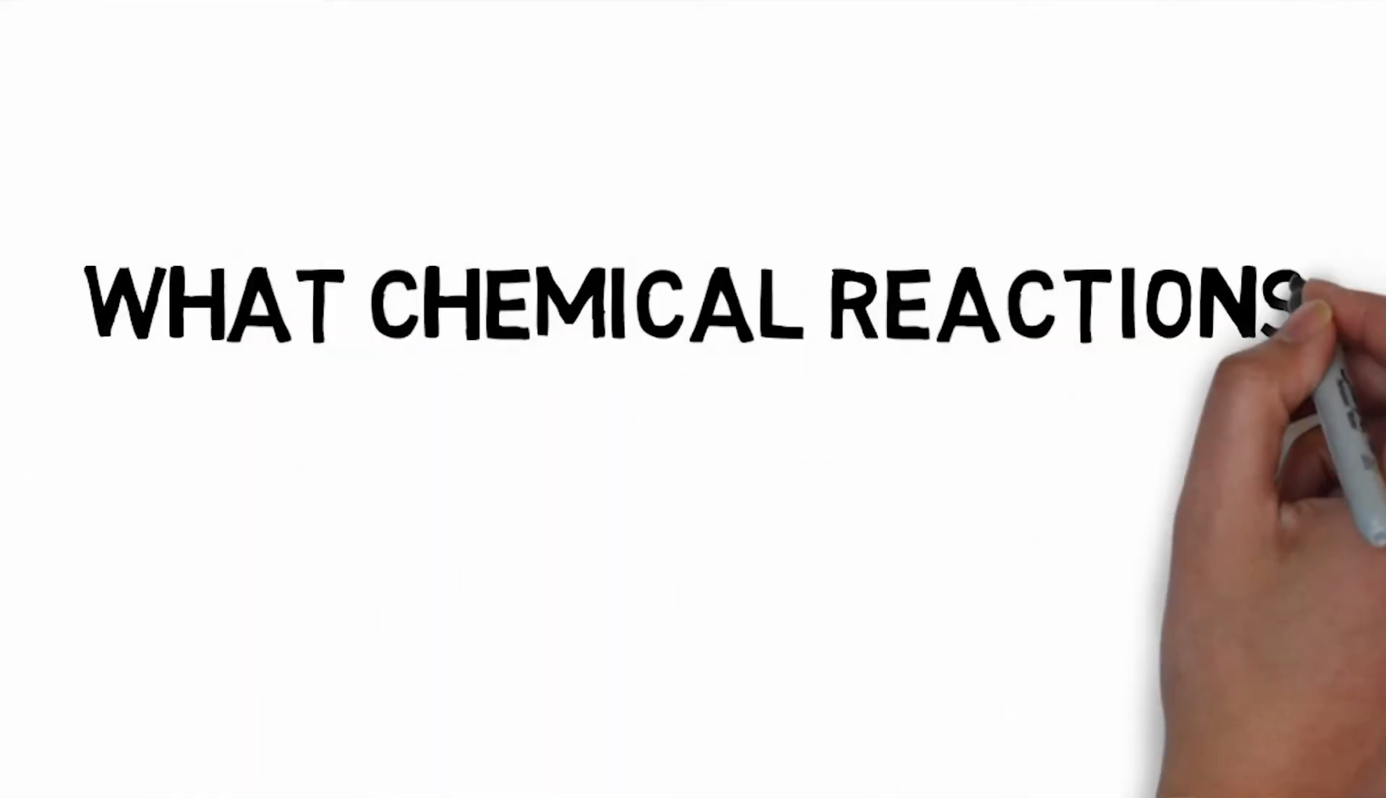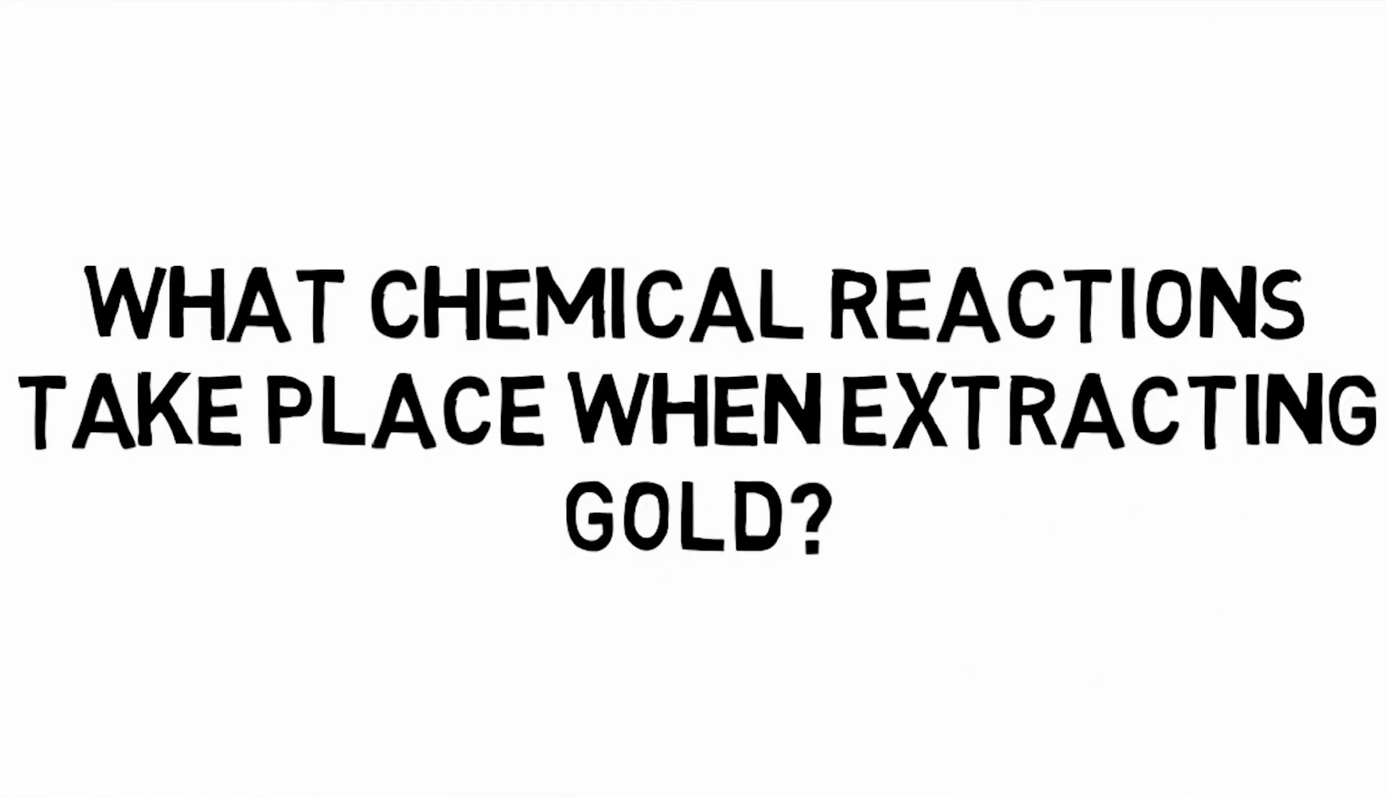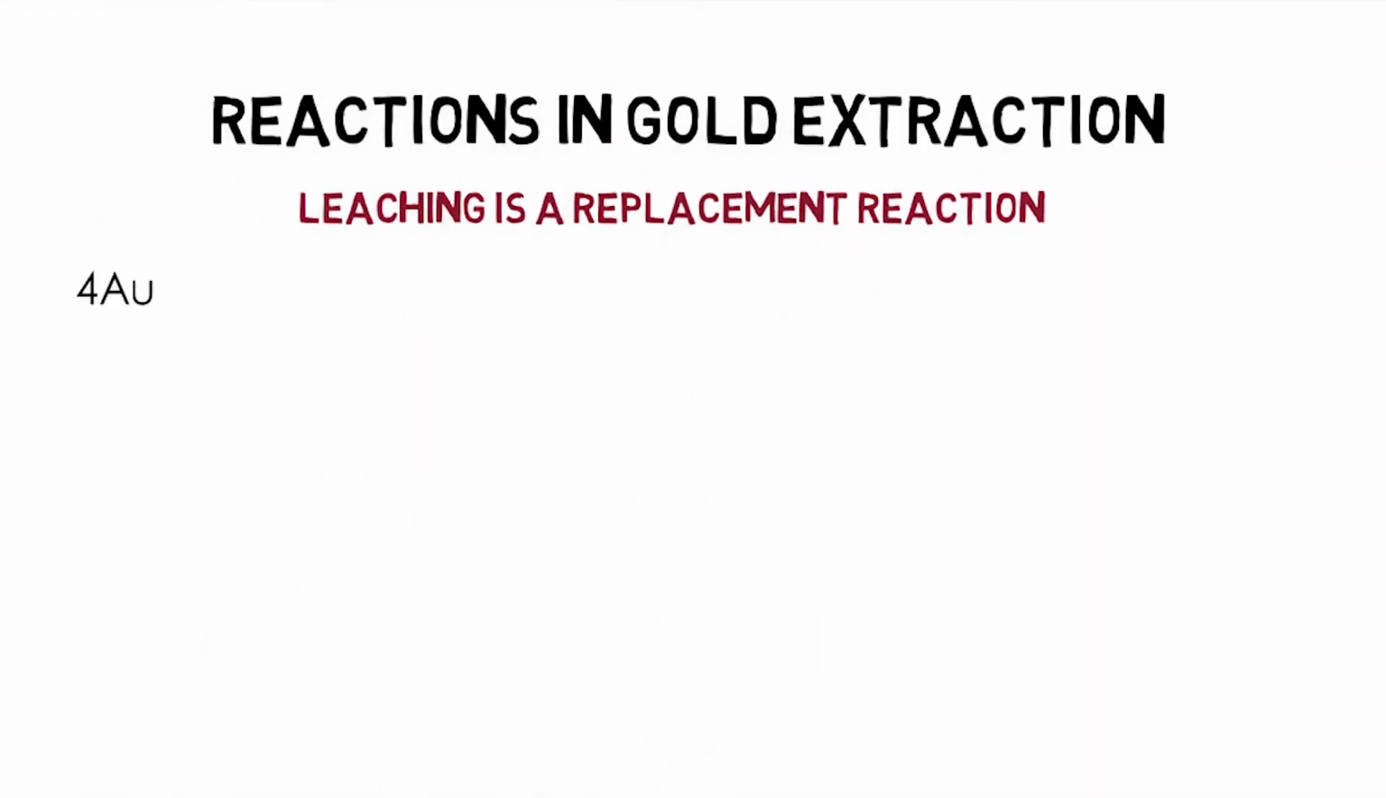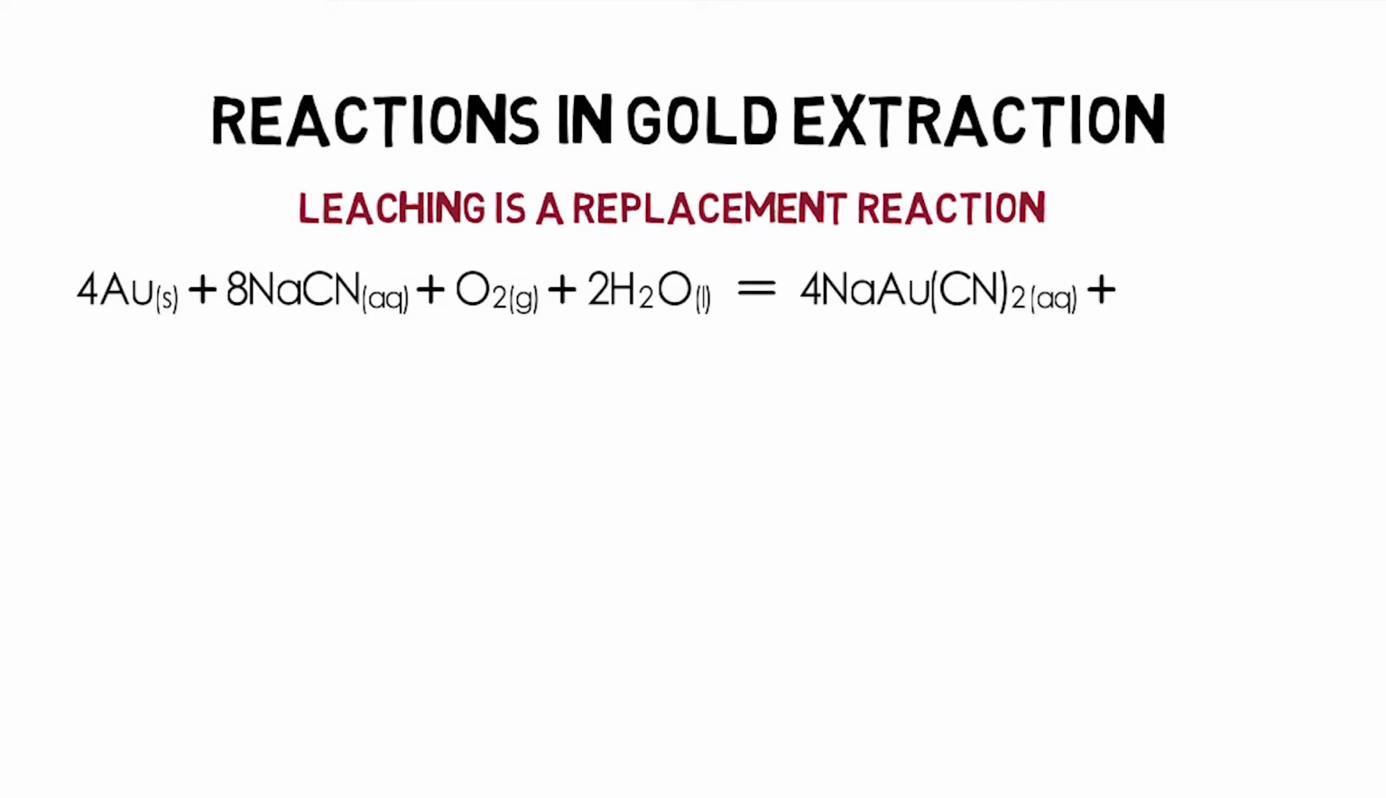So there's a few reactions that are happening to try and get the gold out of the rock and to produce those nice gold bars that you saw earlier. The 2 key ones we have are our leaching and electrowinning reactions. So the leaching reaction is a replacement reaction, and we have our solid gold coming in. Now the gold's not, you can't see it in the ore, it's all finely broken up and stuck inside the ore.